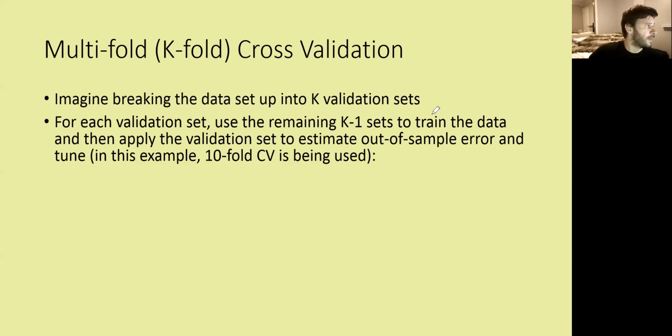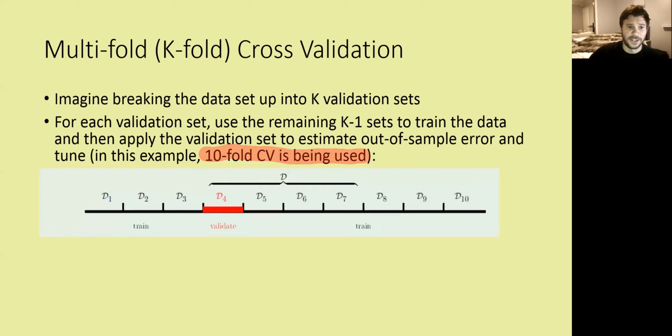Okay, and if we were to think about this idea in the context of tenfold cross-validation, then what we're going to do is take our data set and break it all up into 10 different partitions. We'll pick one partition here, D4, to validate the data, and then we're going to use all the other partitions that are not D4 to actually train the model. So we use D1, D2, D3, D5, D6, D7, D8, D9, D10. We use all those observations to estimate the parameters of the model. And then we test that model on D4 to get our validation error.